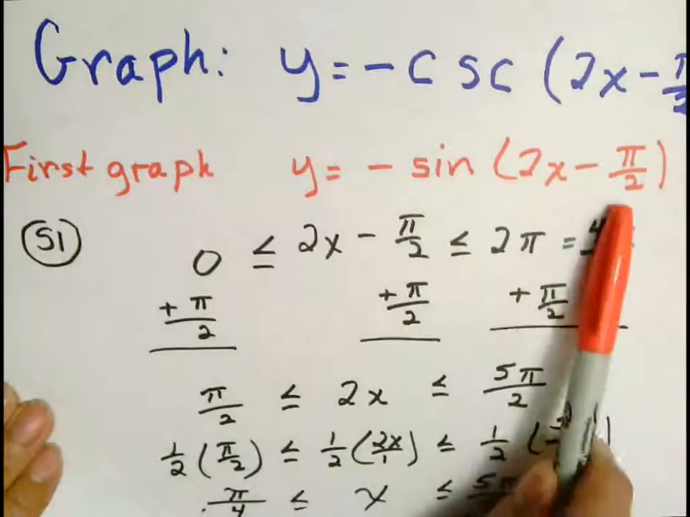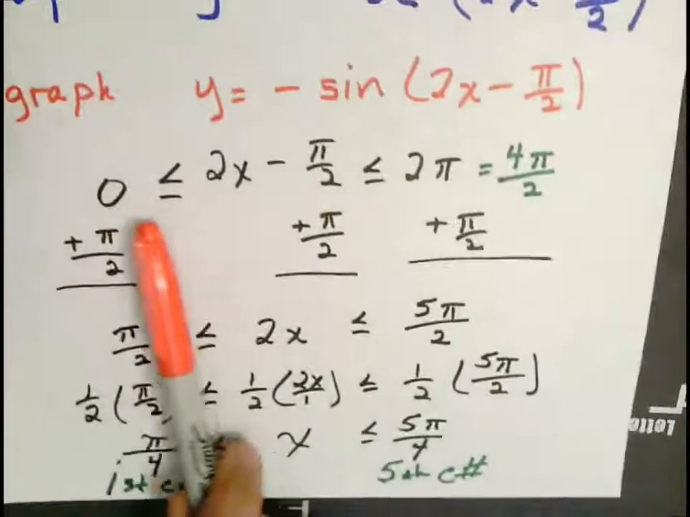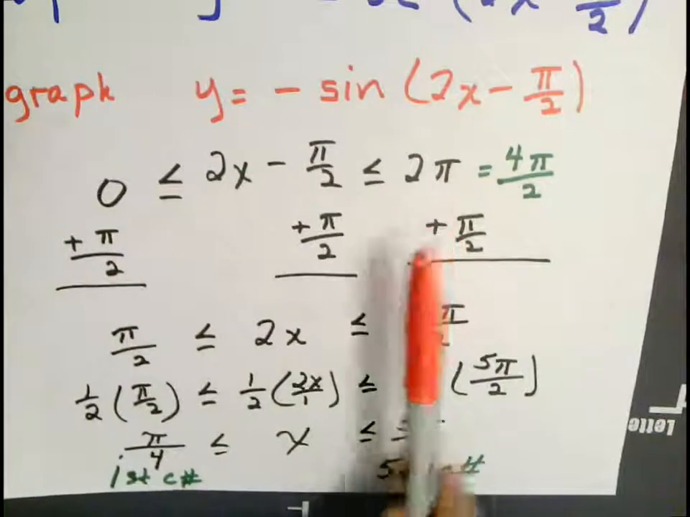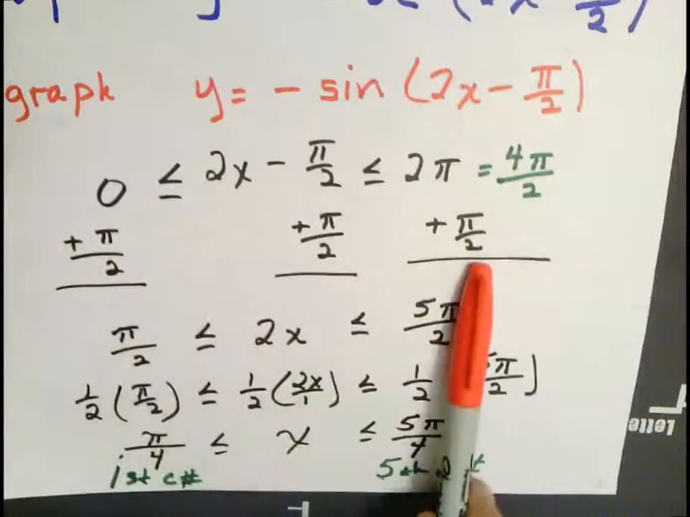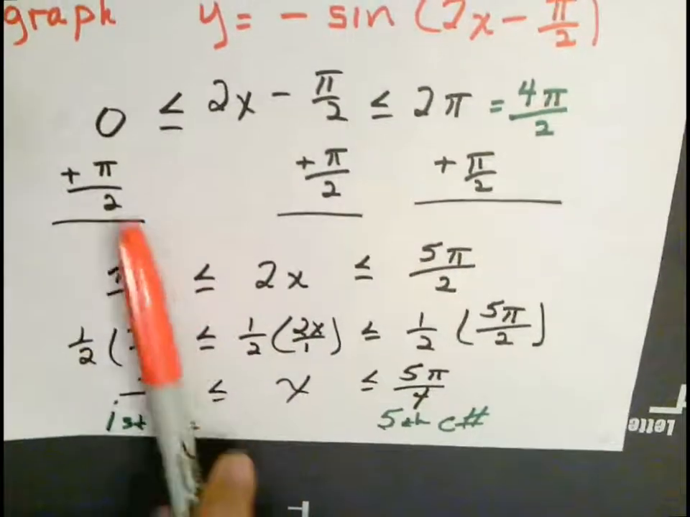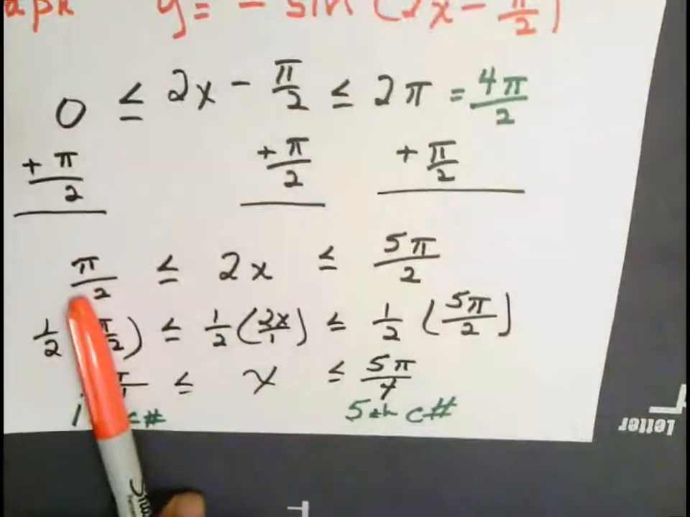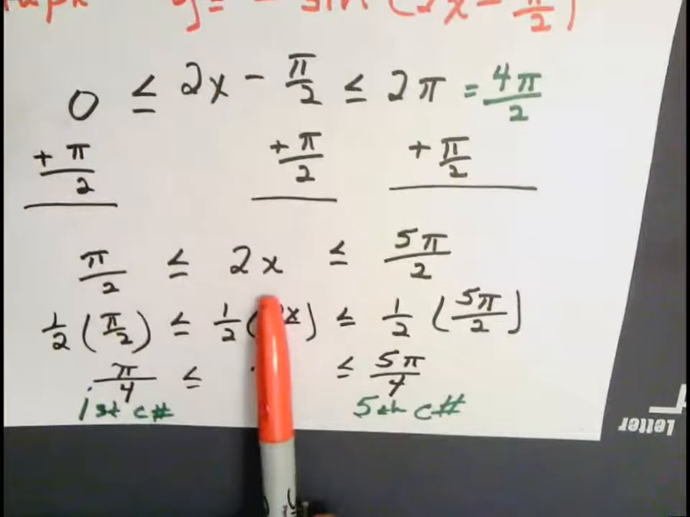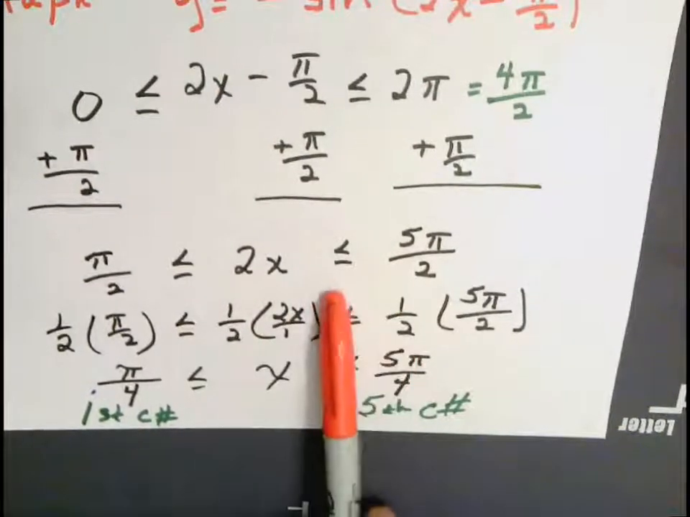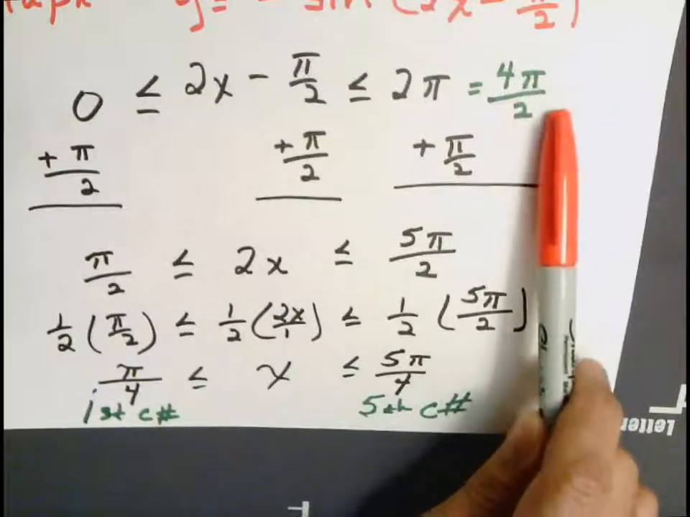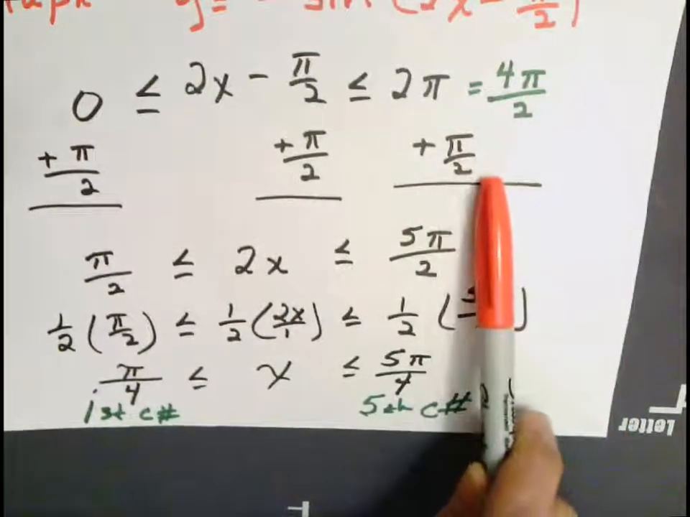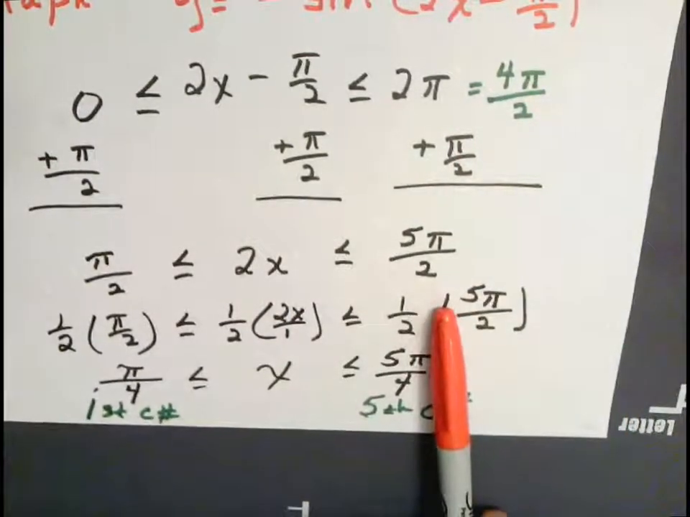So we take our bx minus c, our step 1, and put it between 0 and 2 pi. We're going to undo subtracting pi over 2 by adding pi over 2. And when we do that, we get pi over 2 less than or equal to 2x, which is less than or equal to 5 pi over 2. Remember, 2 pi is the same thing as 4 pi over 2, plus the 1 pi over 2, which gives us what? The 5 pi over 2.